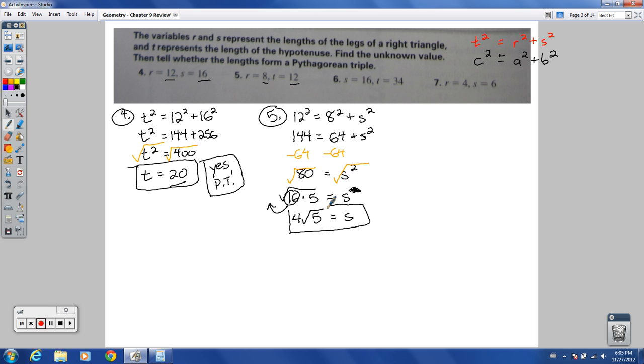Is that a Pythagorean triple? Well, this is a whole number, this is a whole number, but this is not a whole number, so you would say no, not a Pythagorean triple.